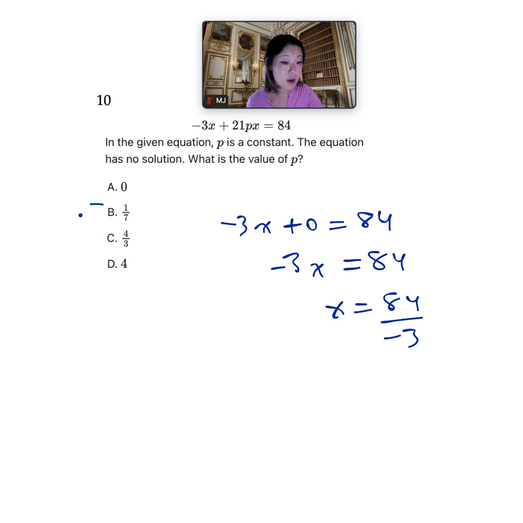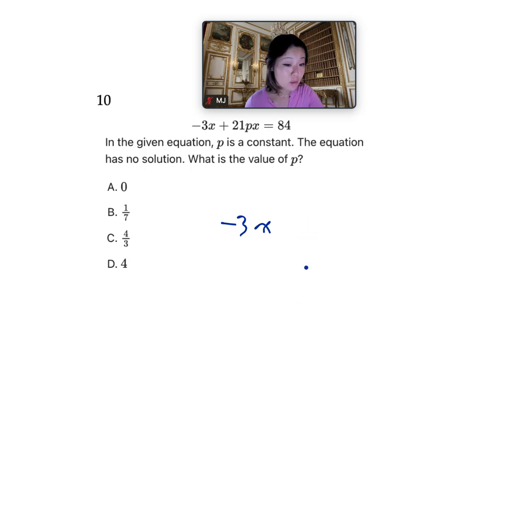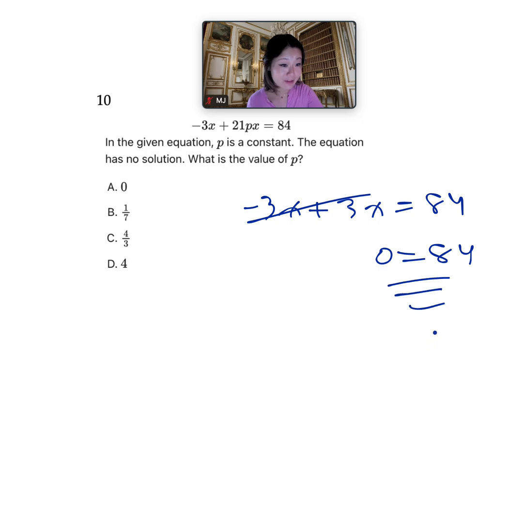But if we pop in 1/7, there's a strange thing that happens because 21 divided by 7 is actually 3. So you would end up with this scenario. That would cancel out, which means you're ending up with something like that. If you're looking at this and scratching your head, but then you realize we're supposed to find no solution, and that kind of looks like no solution, then that would be the correct answer, which is B.